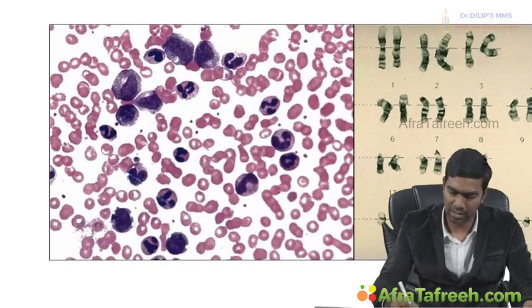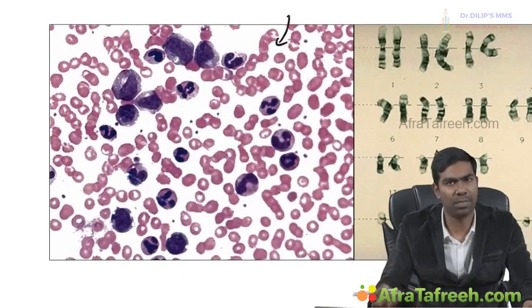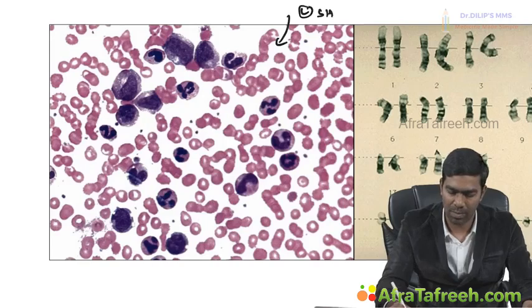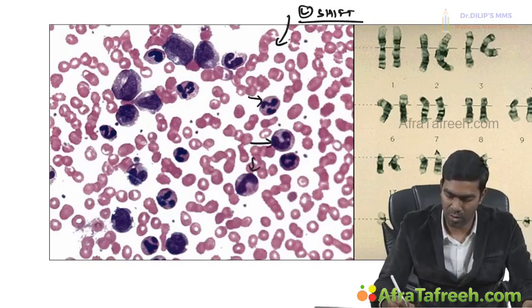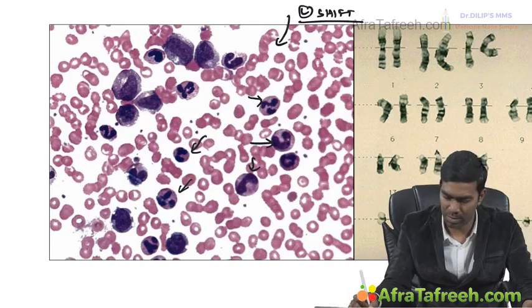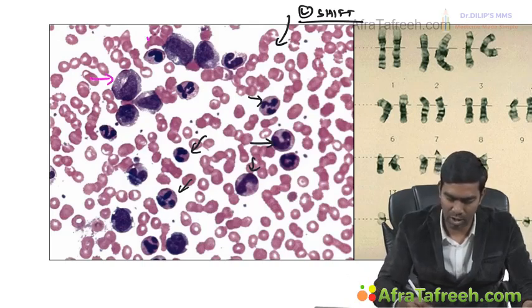What you are seeing is a peripheral smear of a patient with CML. You are typically seeing a left shift, where you are seeing a lot of neutrophils and their precursors. You can see these are immature neutrophils. Let me put the immature neutrophils in pink. These are mature neutrophils I put in black, and you can see a lot of band forms.